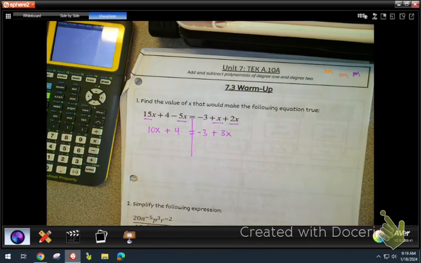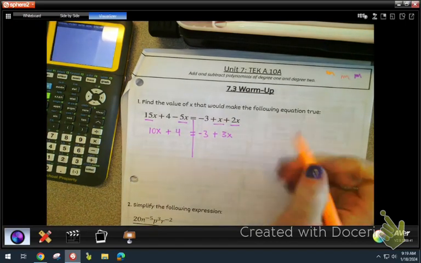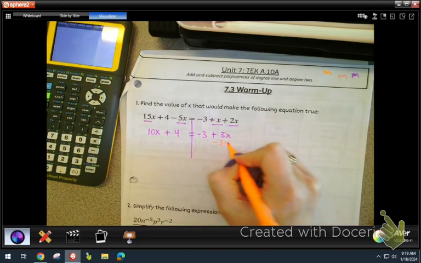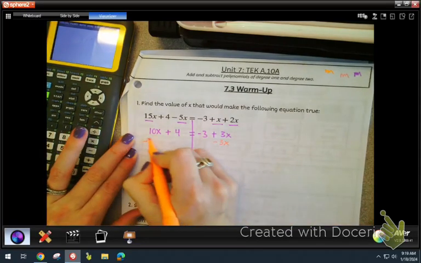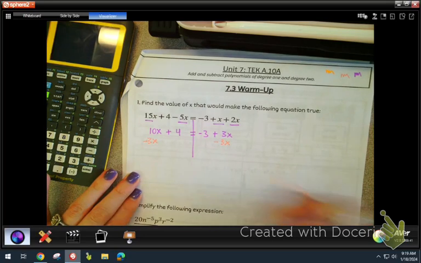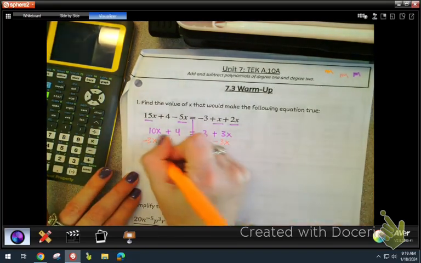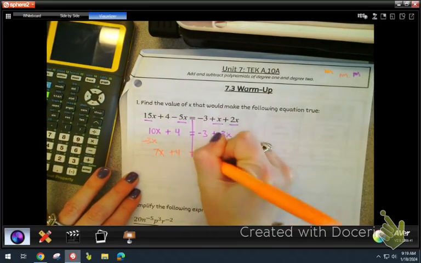No, it's up to you. What do y'all prefer? Do y'all want to move the 3x or the 10x? 3x. How do we move a 3x? Minus 3x. Can y'all see that okay? It's kind of bright. Minus 3x right there. Okay? And then what does this give us? 10x minus 3x is 7x plus 4 equals negative 3.